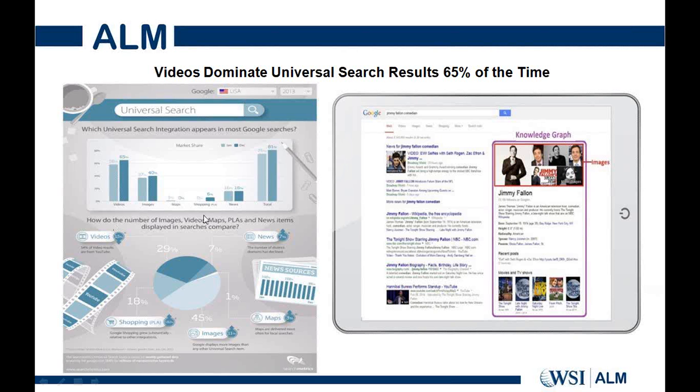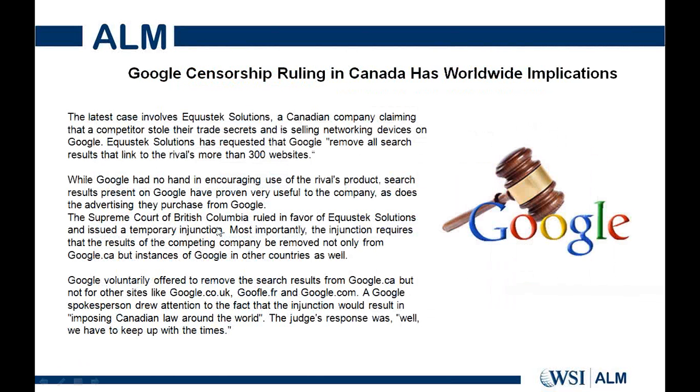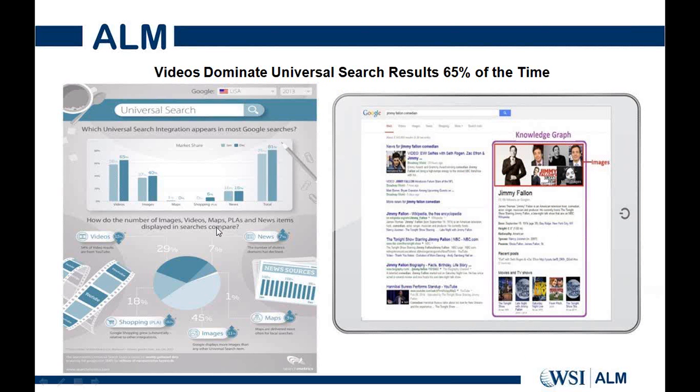If you look at the infographic on the left-hand side of the screen, you'll see that video is gaining a lot of prominence in universal search. 65% of the time, you'd be getting a video in the results. What does that tell us? Video is definitely becoming increasingly important for your clients and yourself. So it's very important to focus on video.